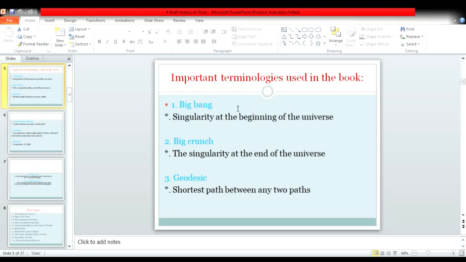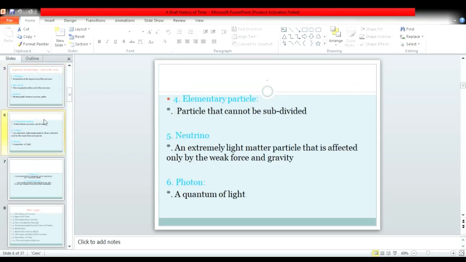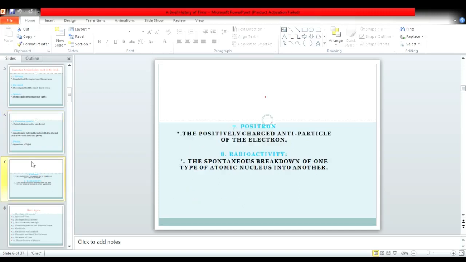So, Big Bang means the singularity at the beginning of the universe. Big Crunch is the singularity at the end of the universe. Geodesic means the shortest path between any two points. Elementary particle: a particle that cannot be subdivided is called an elementary particle. Neutrino means an extremely light matter particle that is affected only by the weak force and gravity. Photon is just quantum light.